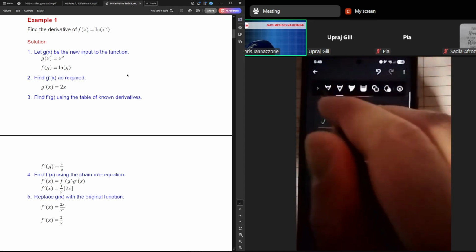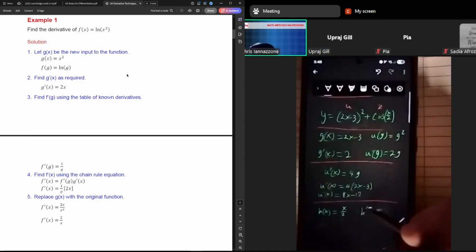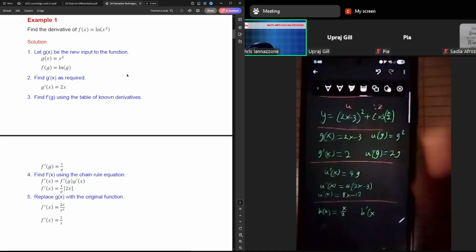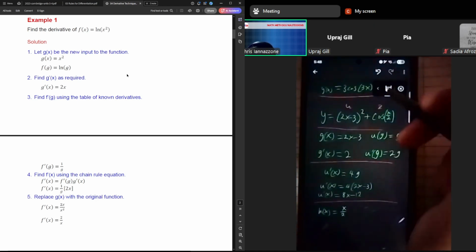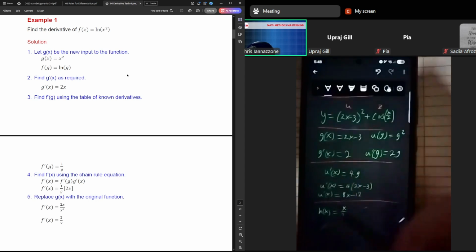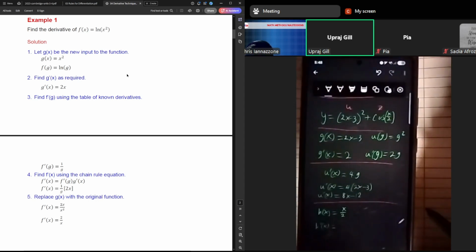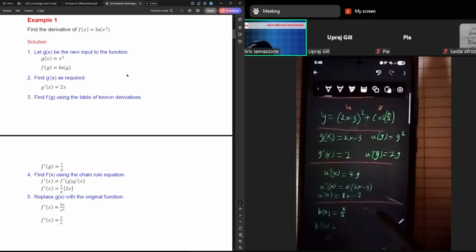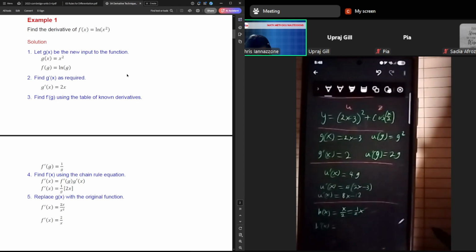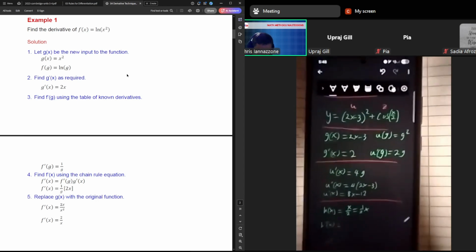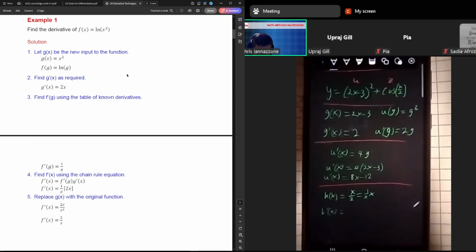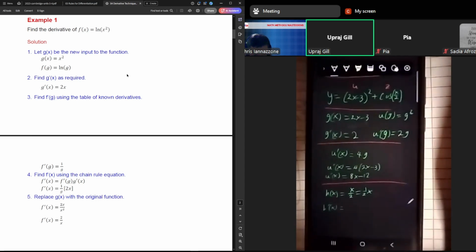Yep, h dash x. Oh, sorry, I don't know why I put that over there. H dash of x is what? Is it just 1? Well, let's think about it for a moment. This is the same as saying a half times x. Does that change your mind? I think it's still 1.